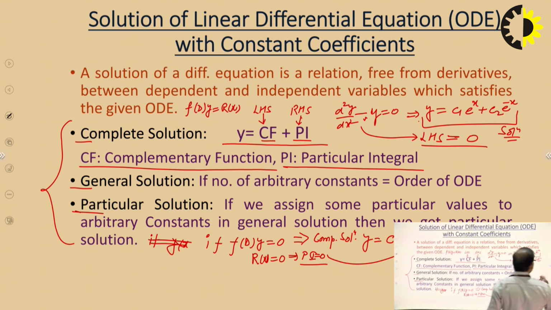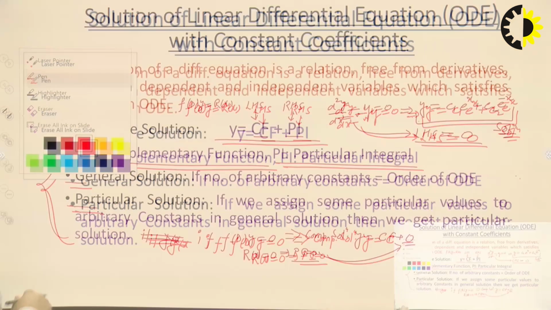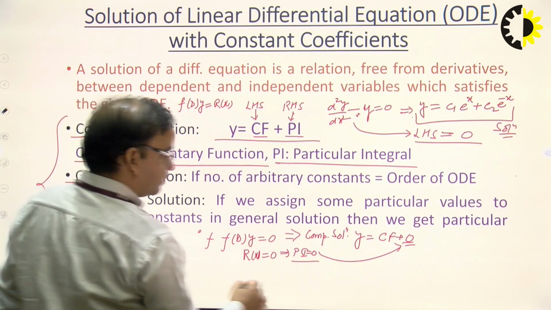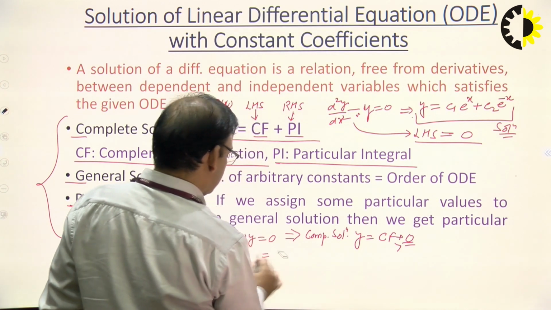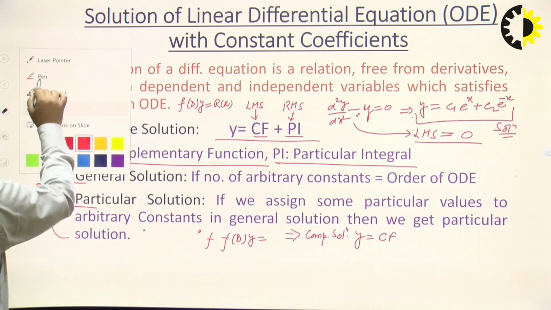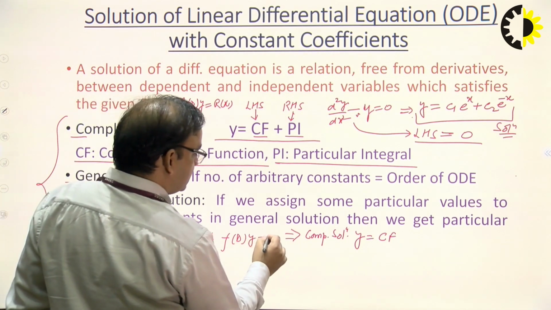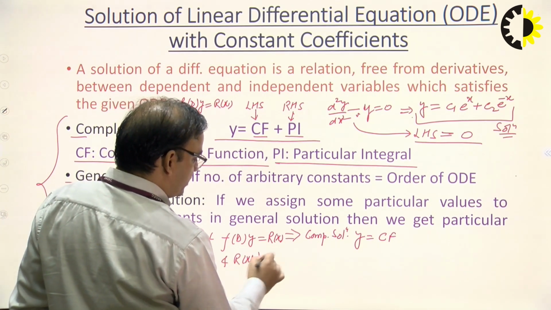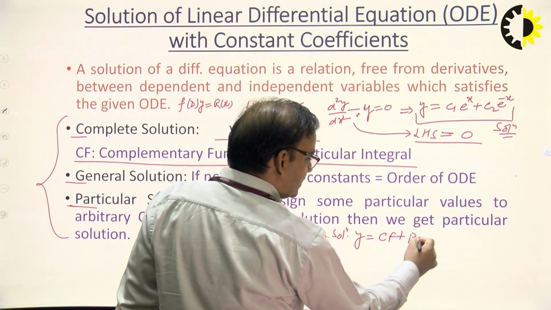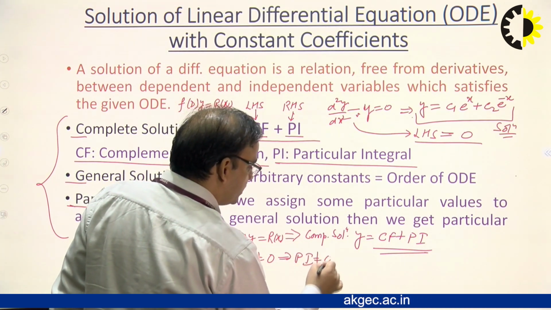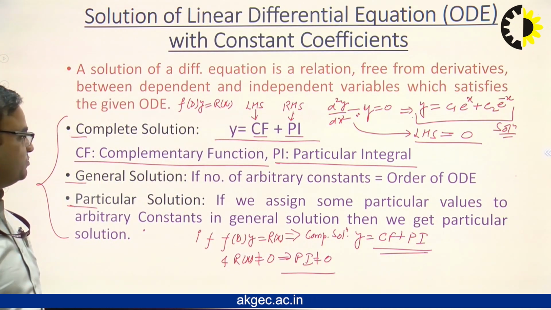Okay. Then one more thing here. If we have the equation with R(x) non-zero, R(x) not equal to 0, then here we have to determine the PI, and this PI will be non-zero in this case. PI will be not equal to 0 in this case. Okay, so let us move forward.